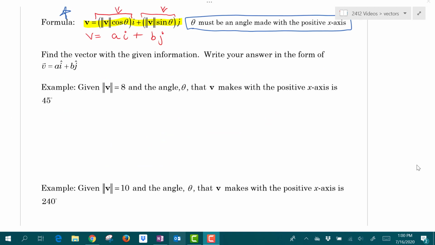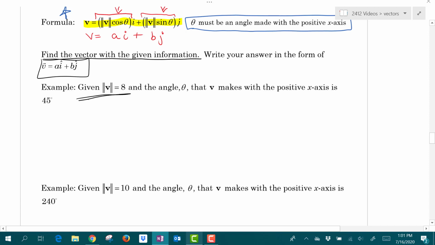We're asked to find the vector with the given information, and we're asked to write our final answer in component form using that i, j notation. Alright, so we're given that the magnitude of the vector is 8, and that the direction angle that the vector makes with the positive x-axis is 45 degrees.